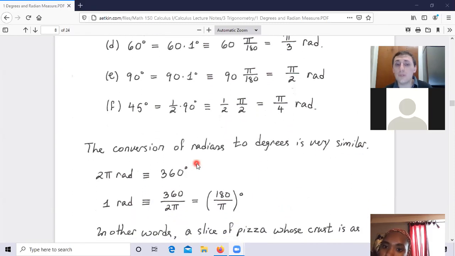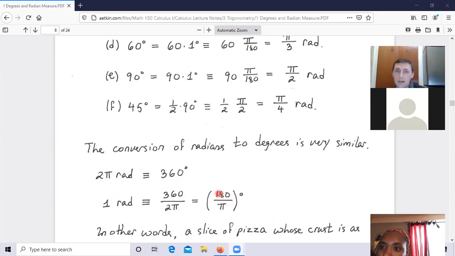Now conversion of radians to degrees works very much the same. I just think in reverse. How much does a slice that has crust of length 1 radius bring? Make sense? So I know that the full pizza has a crust of length 2 pi radii, and that is 360 slices, right? So what is one radius crust? I divide this by 2 pi and this by 2 pi. It's 180 divided by pi degrees.